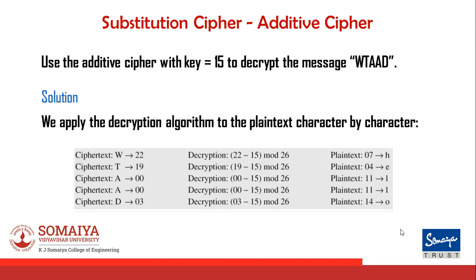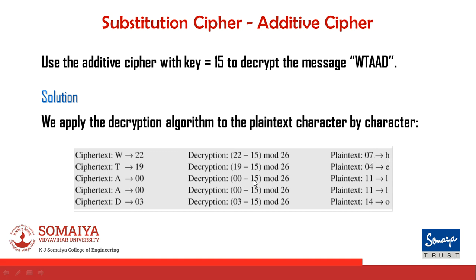How do we perform the decryption on this particular one? Again, these are my symbols, and we take the value of each symbol minus the key, mod 26. 22 minus 15 mod 26 comes out to be 7, and like this is the way.